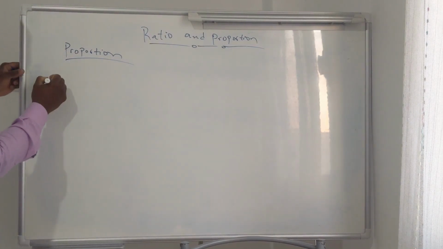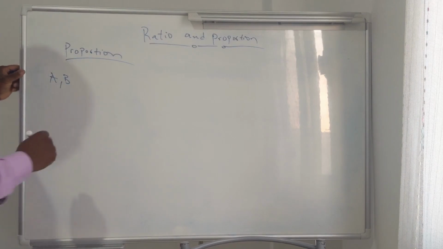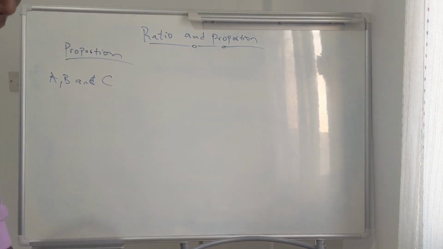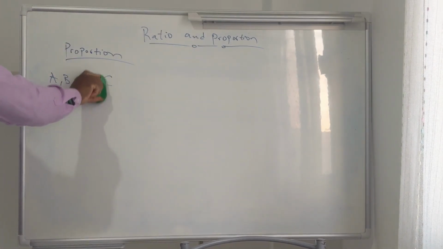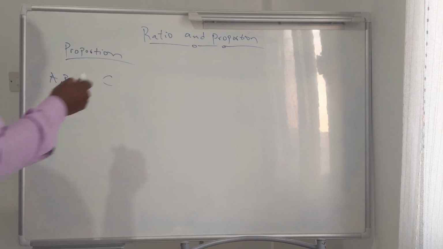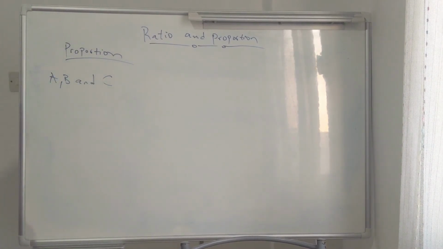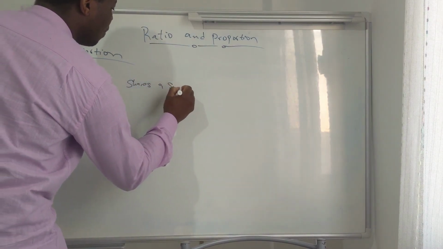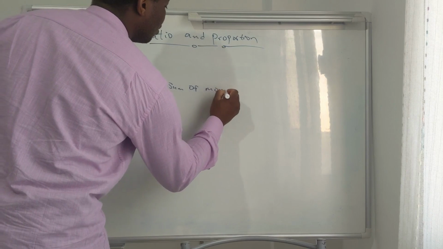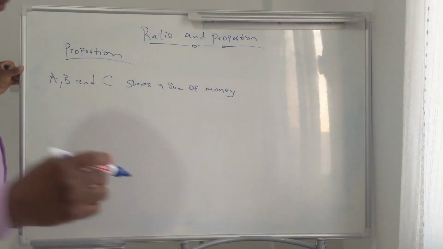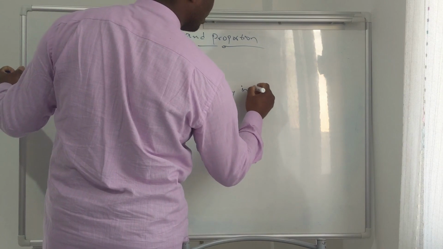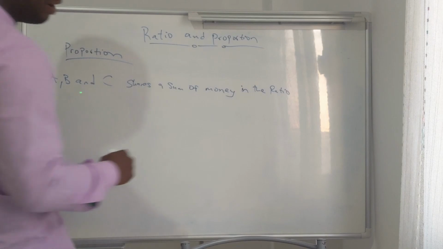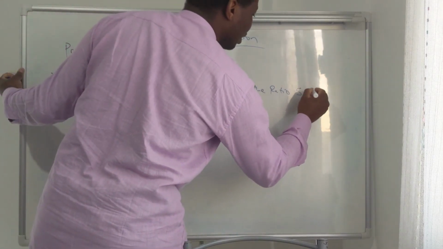So now, they say that persons A, B, and C share a sum of money in the ratio 5 to 8 to 12.